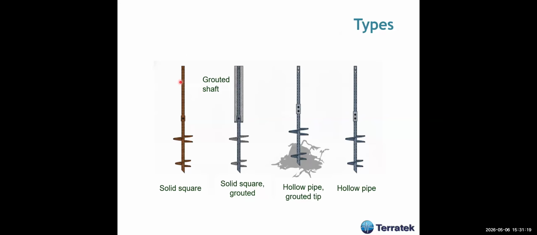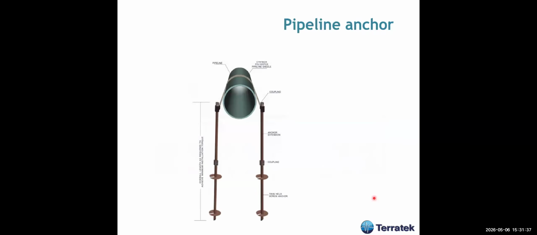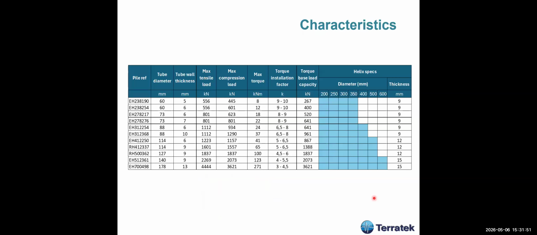You can use a solid square bar with this helix. Solid square grouted, can be grouted pipes as well if you want to grout. Can be hollow pipe grouted, okay, or just hollow pipe without grouting. They can be very useful for some applications like pipeline anchors. If you have an uplift, this could be a way of ensuring the pipeline is not going to float.